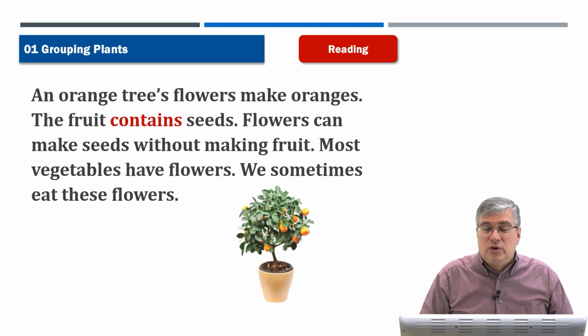An orange tree's flowers make oranges. The fruit contains seeds. Flowers can make seeds without making fruit. Most vegetables have flowers. We sometimes eat these flowers.